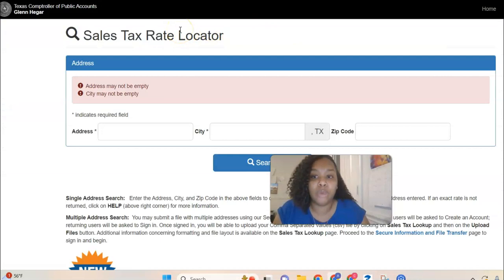There is actually a comptroller page. There's a page on the comptroller's website where it says sales tax locator, where you can actually put in your address, your city, and your zip code of the location of your business. So what happens if you have multiple locations? Well, this is very simple. If you have multiple locations across Texas, then you need to look each and every location up in this sales tax locator to make sure that you have assigned the appropriate sales tax rates to your services.